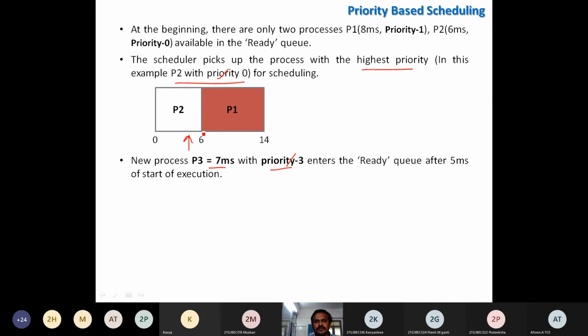Now after completion of P2, once again the scheduler is going to check which process to execute, either P1 or P3, based on priority. Which one is the highest priority, P1 or P3? P1 has priority 1, P3 has priority 3. Which one is highest? Priority 1 is highest. Therefore, P1 won't be preempted.